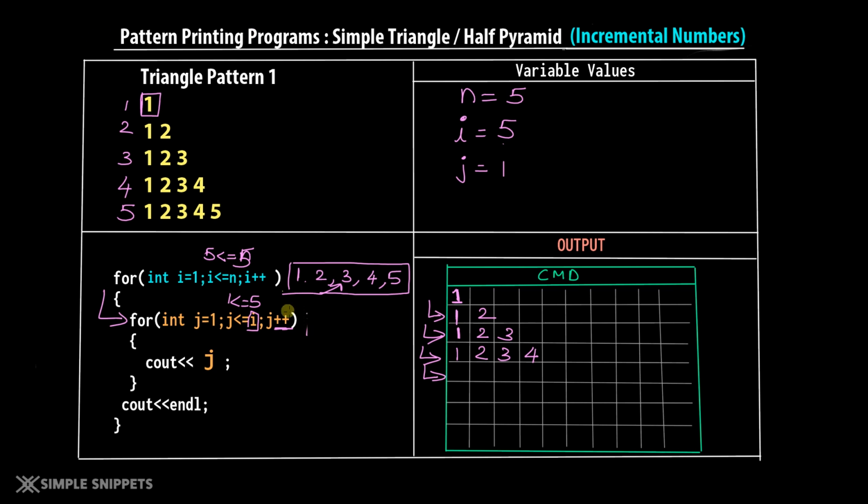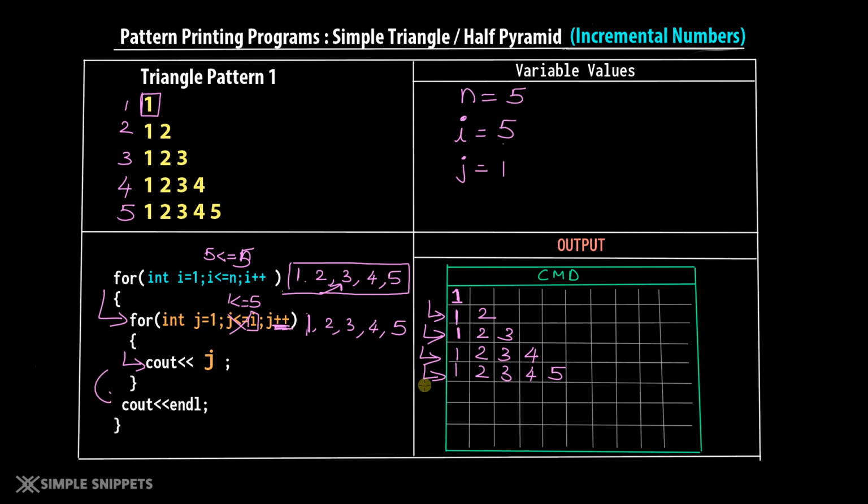So now this for loop will run for 1, 2, 3, 4 and 5 times because these are the values that j will take incrementally. And simply you're printing these values. So 1, 2, 3, 4 and 5 will be printed. After which j will become 6 and the condition will become false.